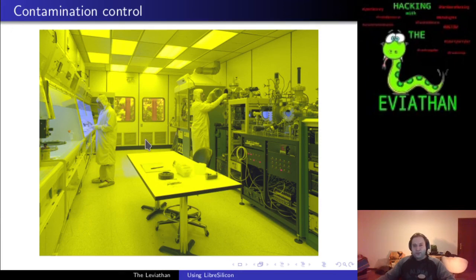Yellow light is typically used for photolithography areas in a laboratory because the photoresists are made in a fashion that are not reactive to yellow light.